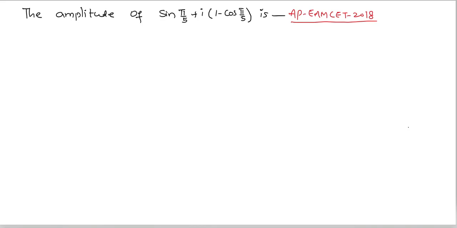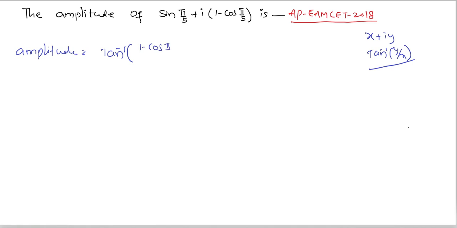The amplitude of sin(π/5) + i(1 − cos(π/5)) is dash. This is in the form of x + iy, so amplitude is equal to tan inverse of y by x. Applying this formula, amplitude is equal to tan inverse of y, that is (1 − cos(π/5)) by sin(π/5).